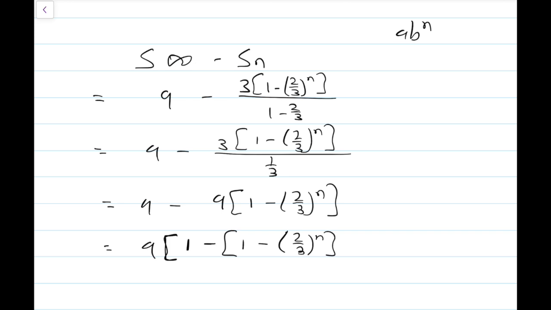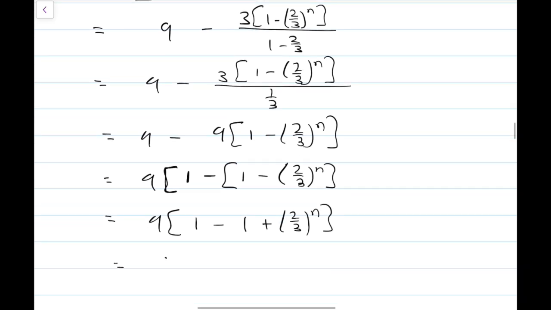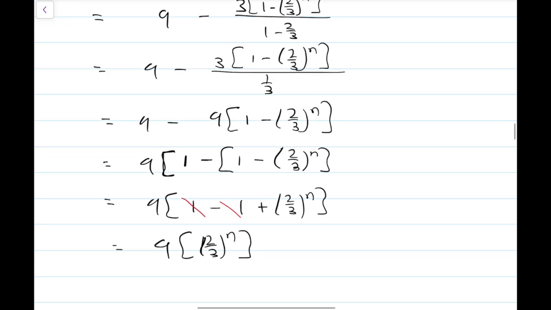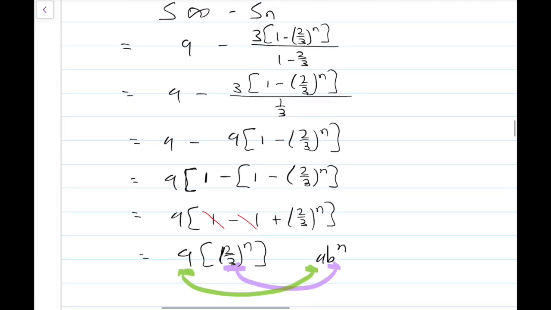Now, here you can simplify what's in the bracket. 1 minus 1 plus 2 over 3 to the power of n, which is then going to simplify into 9 into, 1 minus 1 cancel, 2 over 3 to the power of n. So this is in the form that they wanted, that ab to the power of n. The a value is 9, the b value is 2 over 3, and there's our n. Good question, that. I'm happy with that question.